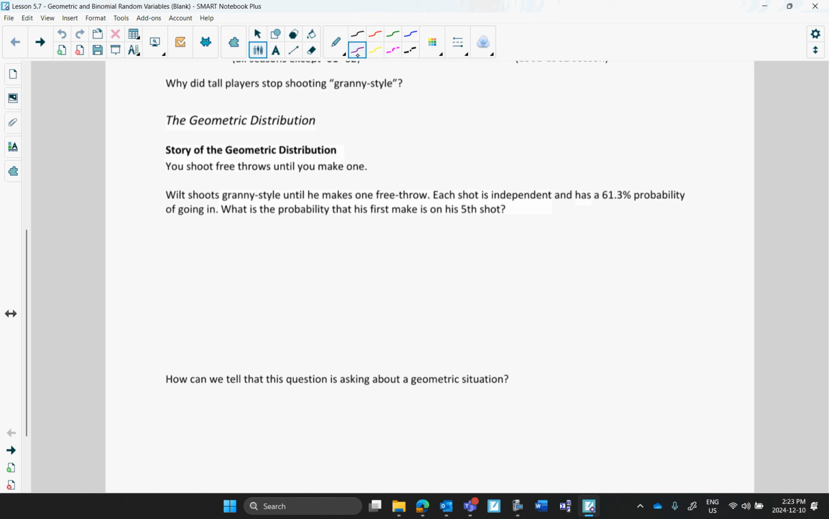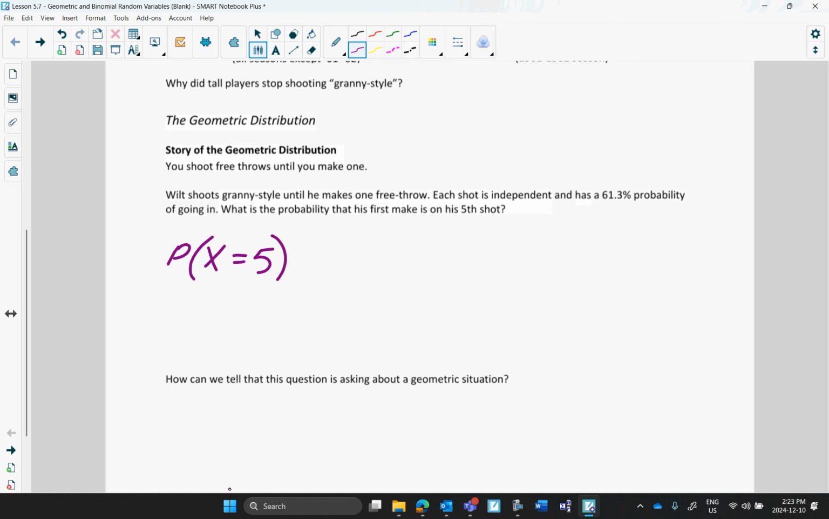So here, he keeps shooting granny style. So he's shooting granny style this time until he makes one free throw. Each shot is independent, which means how you did on one shot doesn't change your probability on the next shot. And remember, the probability was 61.3%. What's the probability that his first make is on the 5th shot? So what we're doing, if we call the random variable x, we want to find the probability when x is 5.